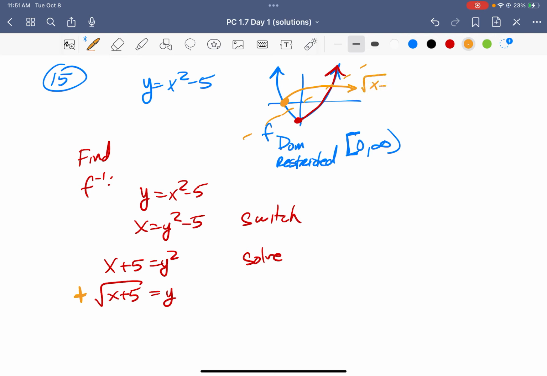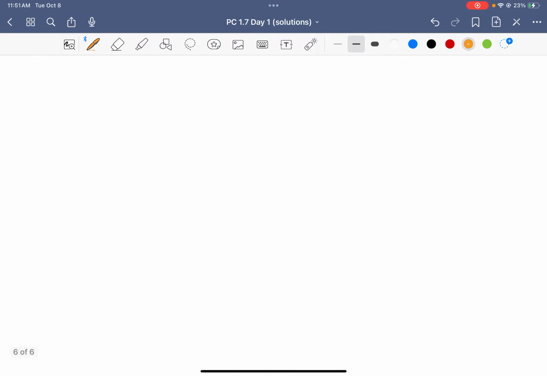Positive square root of x plus 5. Right? Because it's a mirror image across the line y equals x. So that's 15. Where is 16? So 16 has 2 parts.